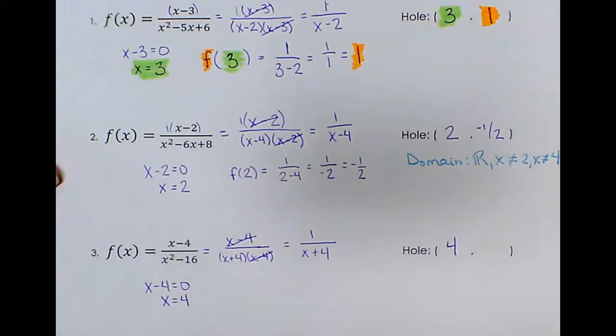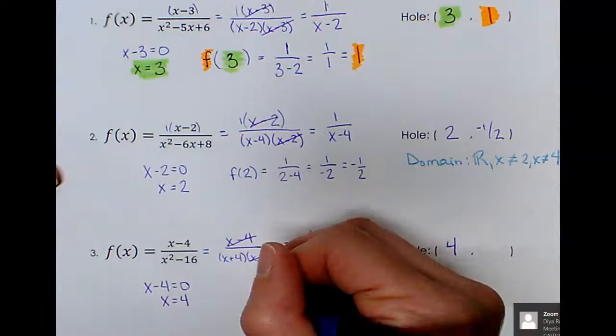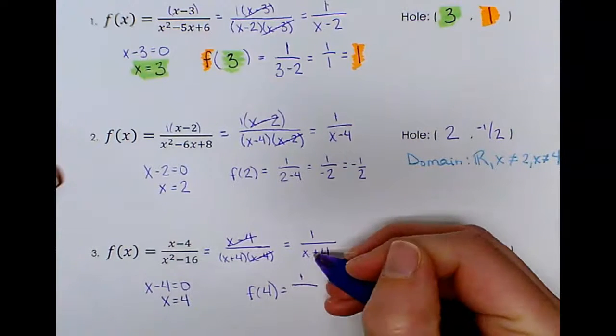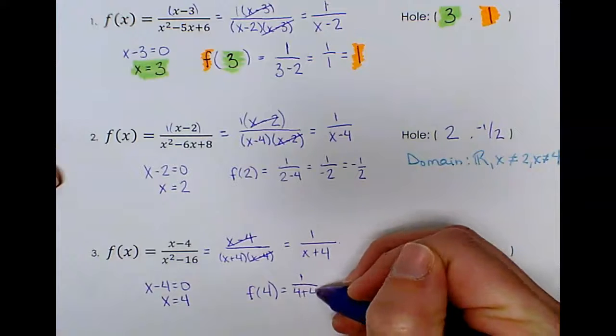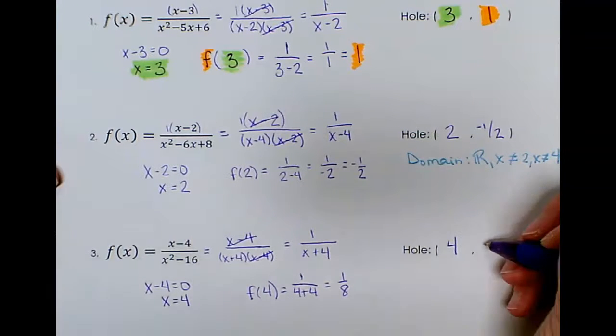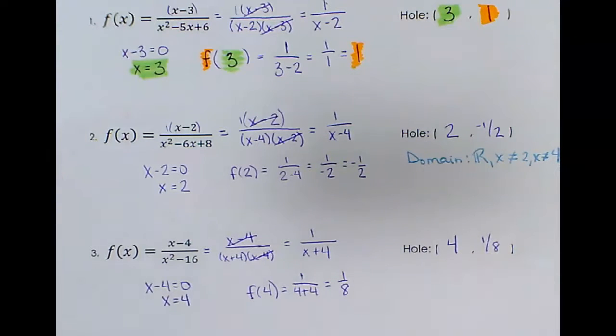for the hole. And that hole in the function I've got the x value for it, but I need to substitute it and get the y value. So I want f of 4 equals 1 over 4 plus 4, and that's 1 over 8. So the hole in the hyperbola happens at (4, 1/8).